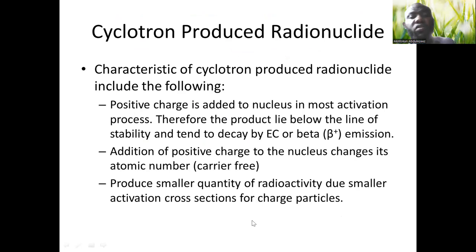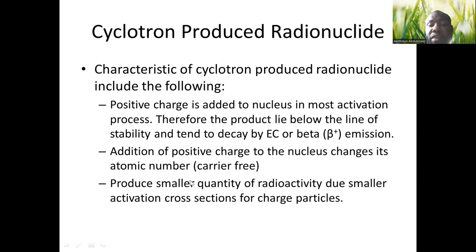So cyclotron-produced radionuclides, what are their characteristics? There are some very important things that we have to know about them. The first thing is that positive charge is added to the nucleus, which we have seen, the proton interacting with the nucleus. Then we have a neutron given out. Therefore, the products lie below the line of stability and tend to decay by electron capture or by beta positive emission. Again, you have to notice that adding a positive charge to the nucleus changes its atomic number. It's not going to change the mass number.